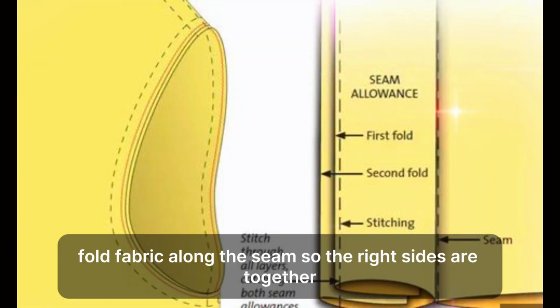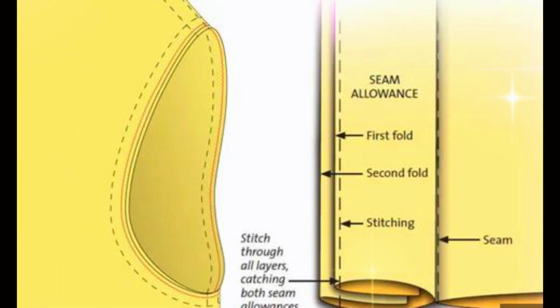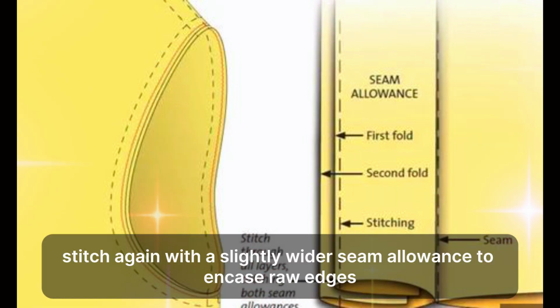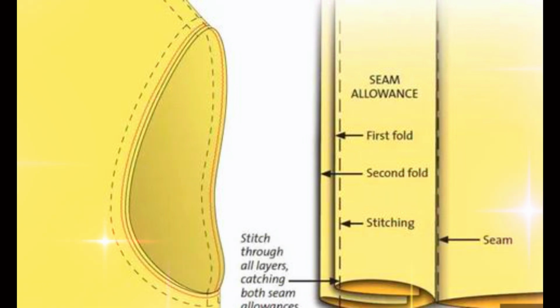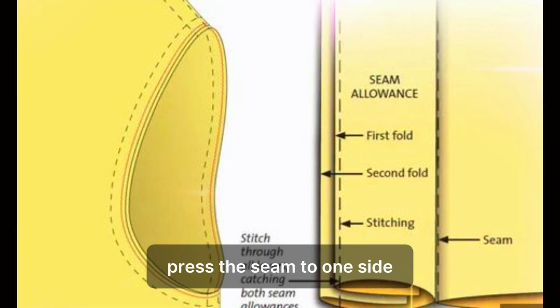Fold fabric along the seam so the right sides are together. Stitch again with a slightly wider seam allowance to encase raw edges. Press the seam to one side.